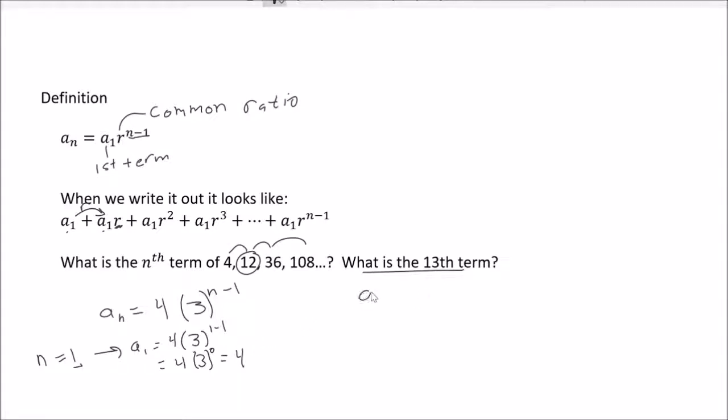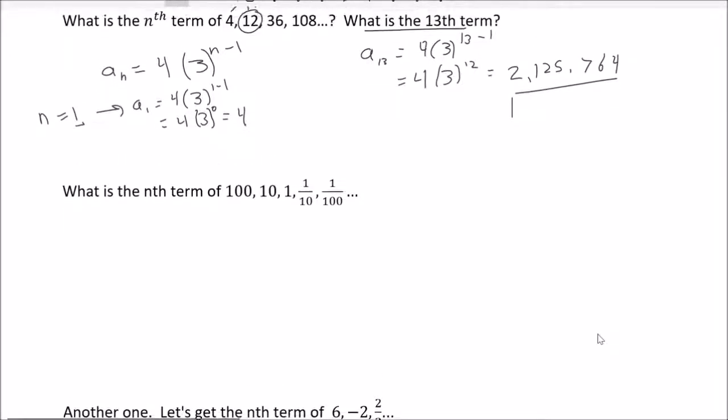What's the 13th term? A sub 13, all that's going to be is 4 times 3 to the n minus 1, that's 13 minus 1, okay, or 4 times 3 to the 12th. Now, I'm not at all expecting you to do that in your head, so I'm going to grab a calculator right now. I'm going to have 3 to the 12th, I'm going to multiply that by 4, and holy moly, that's a big number. Okay, what do I get? I get 2,125,764. Okay, so there we go. That's how it's done.